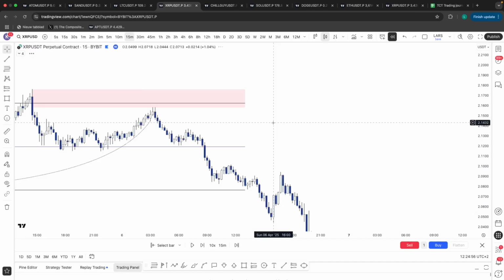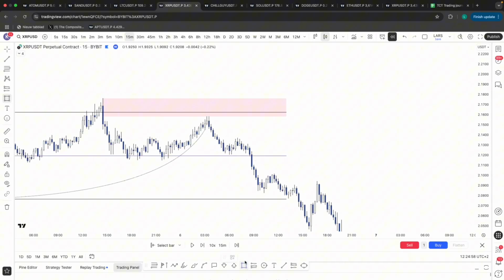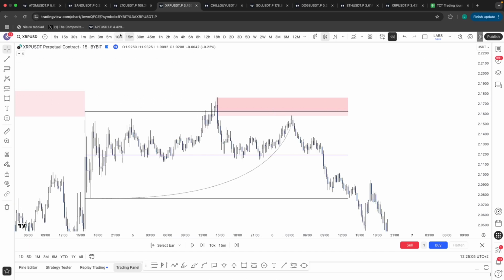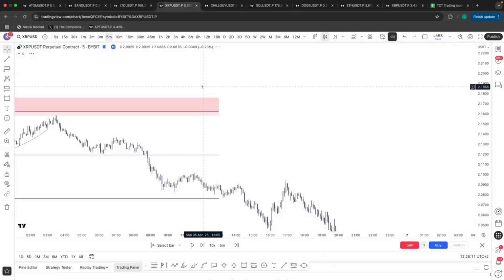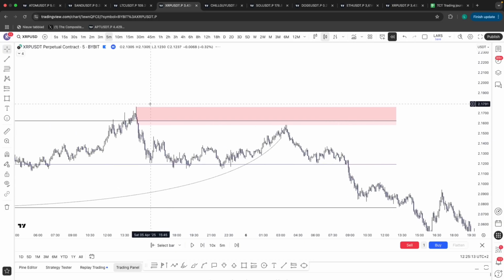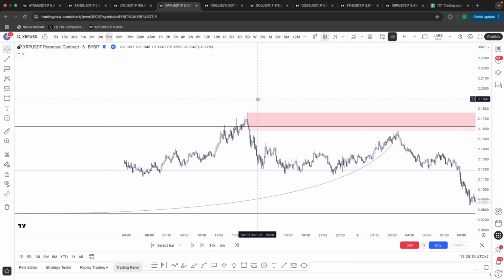And then we can also see a 15-minute block right there, which is just above that tap 1 high. And then going to a lower time frame, that 15-minute block is also a 10-minute block right there, which is basically the same. And then nothing really on the 5.